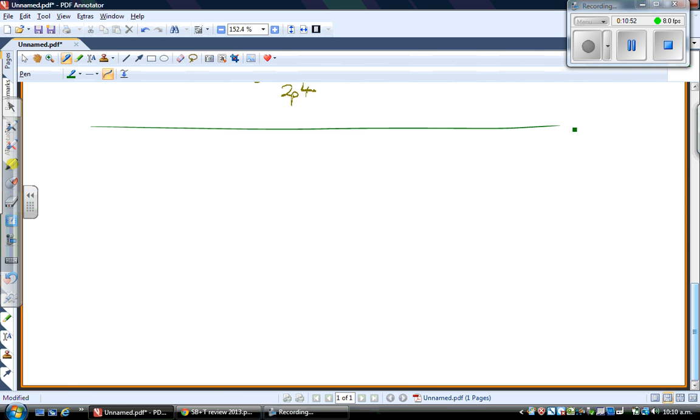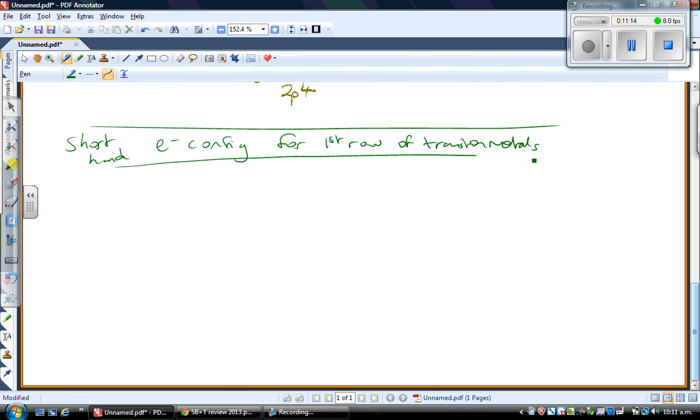So we're going to do the shorthand electron configurations for the first row of the transition metals. And this is where it gets interesting. This is where you typically get assessed. All right, so the first row of the transition metals.